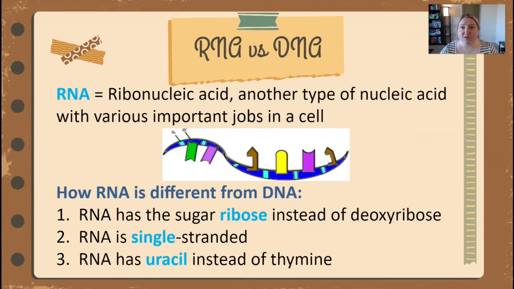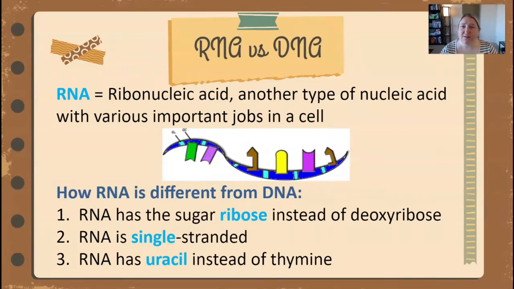So we're going to first start talking about RNA. We talked about DNA in our previous lessons, and now we have to talk about RNA, and mainly the differences between RNA and DNA. So first off, let's define RNA. RNA is ribonucleic acid. It's the R, the N, and the A, and that's how it gets its abbreviation. This is just another type of nucleic acid with a variety of important jobs. There are actually multiple types, and we're going to get into those.